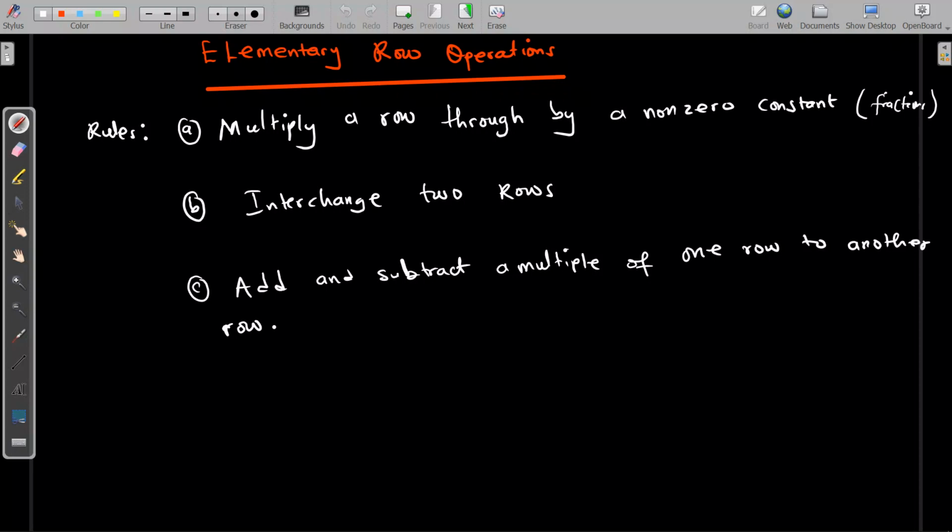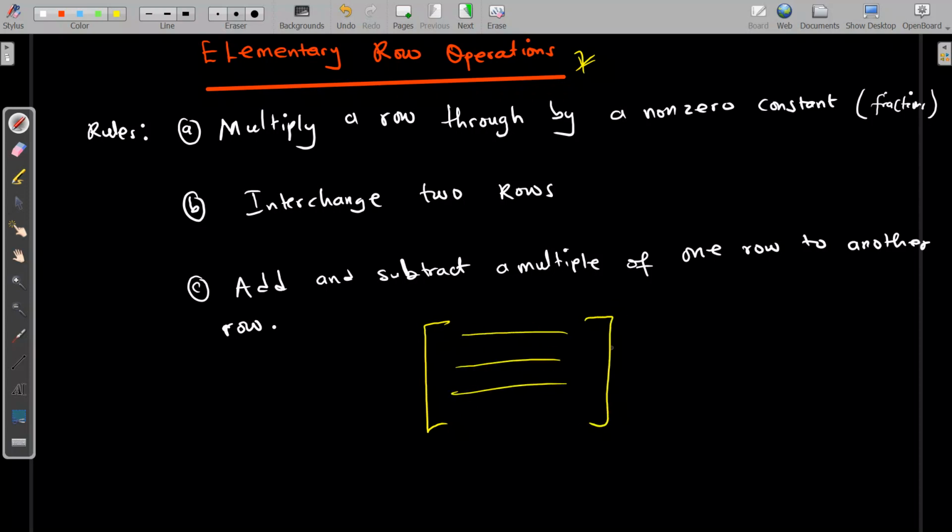All right, so I have some rules that we are supposed to go through here. The first thing is you can multiply a row through by a non-zero constant. All of this is about doing operations on matrices, on rows. You can multiply a row by any constant that you want, as long as it's non-zero, and it can be a fraction. So you can choose a constant to be maybe 1/2 and multiply through the first row, maybe the second row, whatever row you are working on.